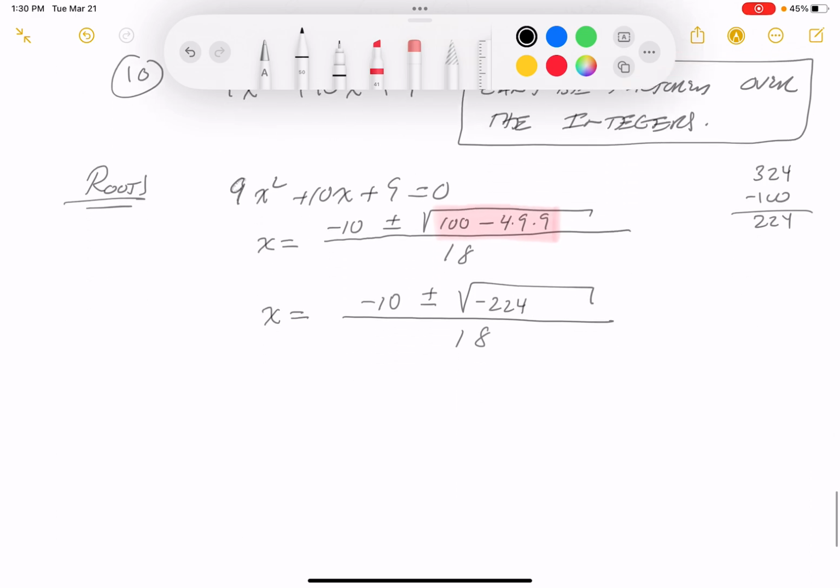Right, what about that complex number? And yeah, this is nasty. There was no way I would be able to look at those numbers and get this out of it. That's going to be i. Now, before I say anything, 224, I'm going to start factoring that.